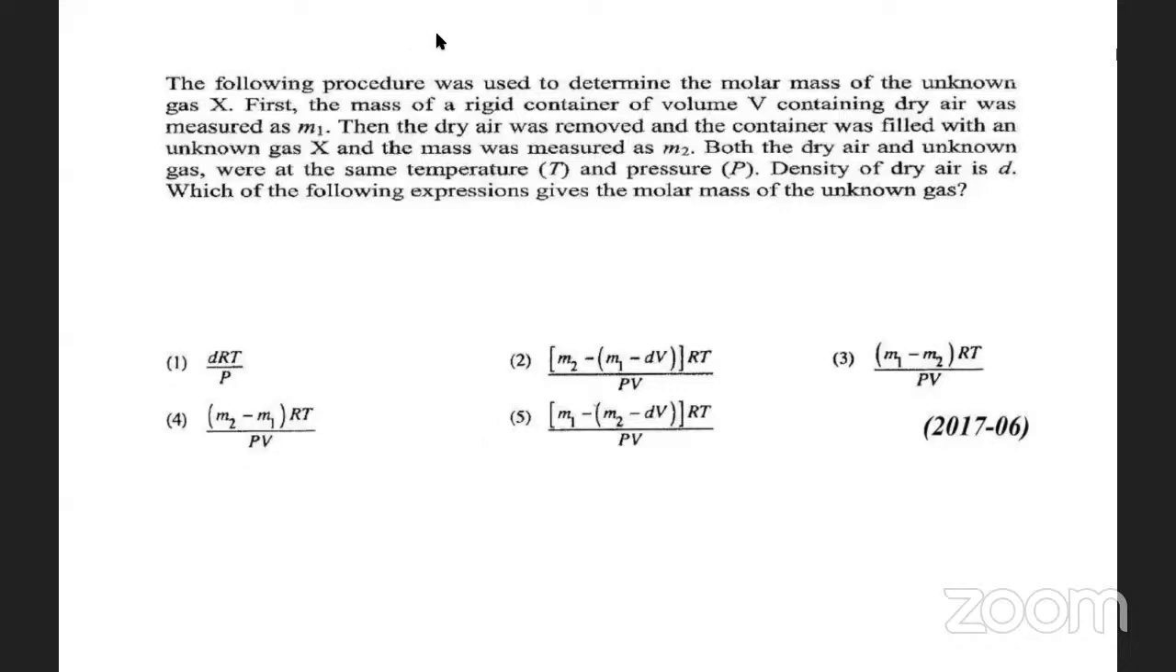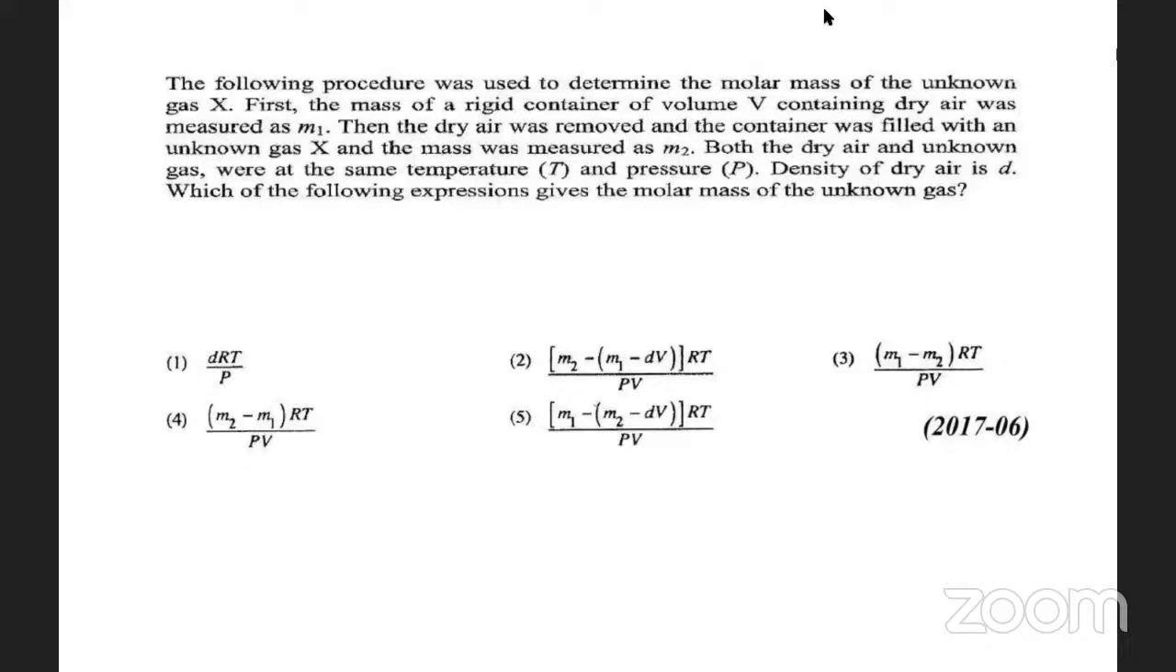The following procedure was used to determine the molar volume of the unknown gas X. First, the mass of a rigid container of volume V containing dry air was measured as M1. Then the dry air was removed and the container was filled with an unknown gas X, and the mass was measured as M2. Both the dry air and the unknown gas were at the same temperature and pressure. Density of dry air is D. Which of the following expressions gives the molar mass of the unknown gas?